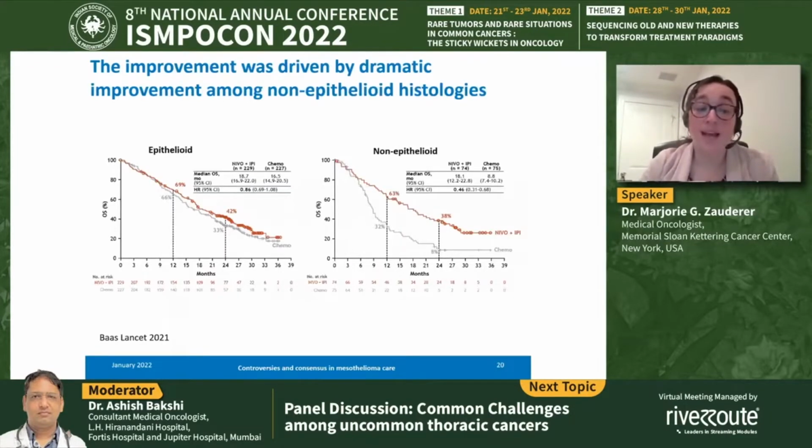In a pre-specified analysis by histology, for which the randomization was stratified, you can see marked improvement in overall survival among those with non-epithelioid disease. For non-epithelioid disease, median overall survival with chemotherapy was 8.8 months compared to 18.1 months with ipilimumab and nivolumab. However, with epithelioid disease, the most common subtype, median overall survival with chemotherapy was 16.5 months and 18.7 with immunotherapy. And the hazard ratio for this crosses 1.